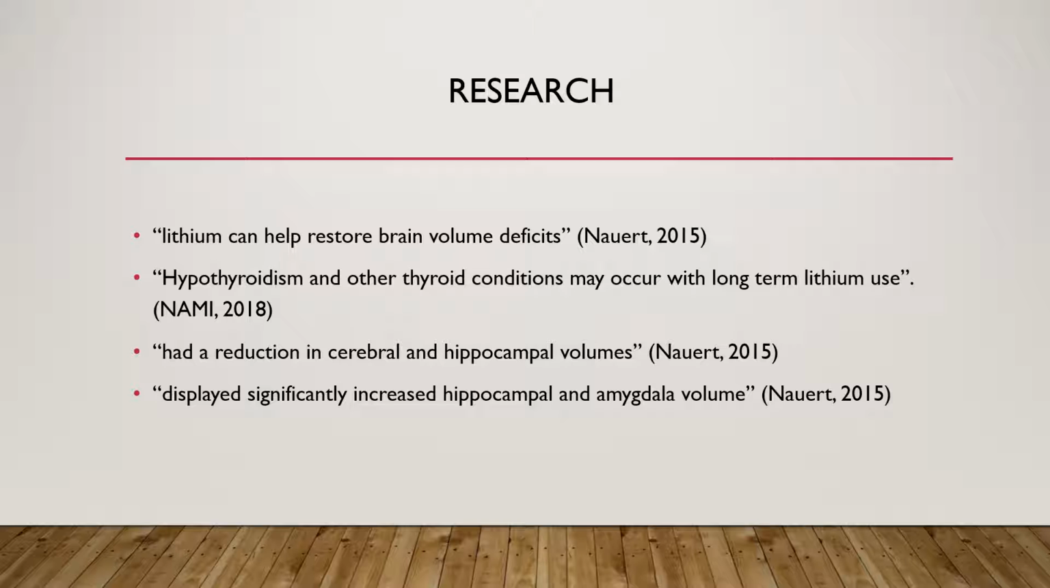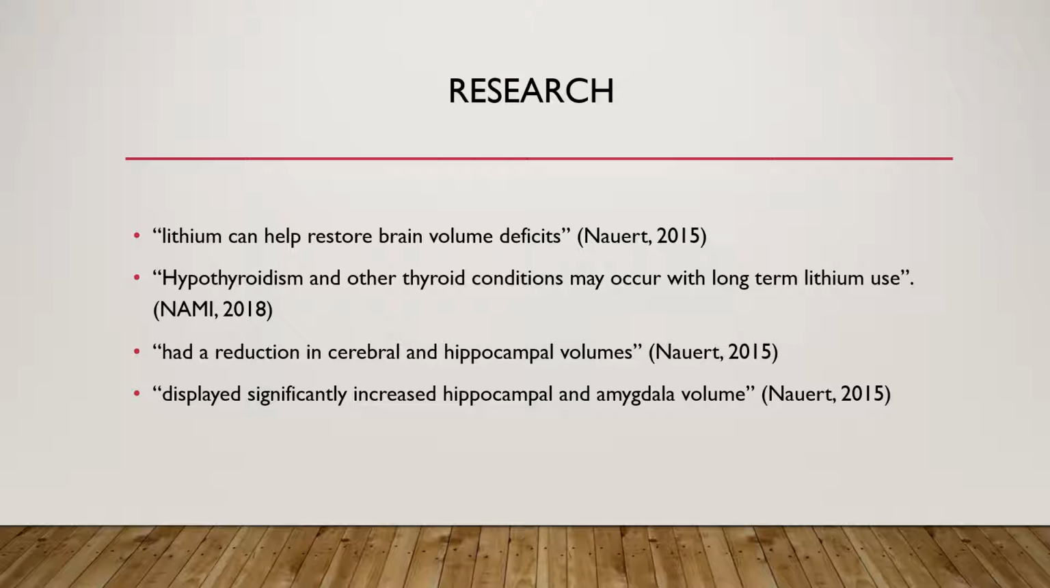Patients taking lithium, it was found that lithium can help restore brain volume deficiency. It's also noted that hypothyroidism and other thyroid conditions may occur with long-term use of lithium. And also, individuals with bipolar disorder have an increased right lateral ventricle, left temporal lobe, and right putamen volume. What was interesting with this research was they compared bipolar patients not on the medication and the ones on it. The ones not taking lithium had a reduction in the cerebral and hippocampal volumes. Patients that were on the medication displayed a significant increase in the hippocampal and the amygdala volume, which is good.